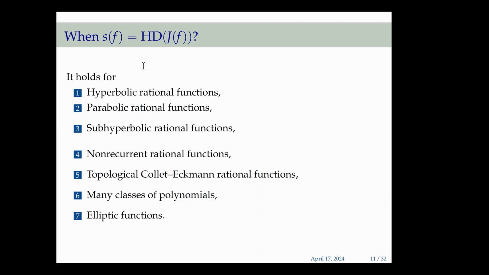Now let me discuss some cases where this Hausdorff dimension equality holds. For hyperbolic rational functions, it holds by definition, because then the Julia set is just the hyperbolic set. Then there are parabolic rational functions, which are defined, and it could be many definitions, as those rational functions that are expansive, but not expanding with respect to the ordinary metric.